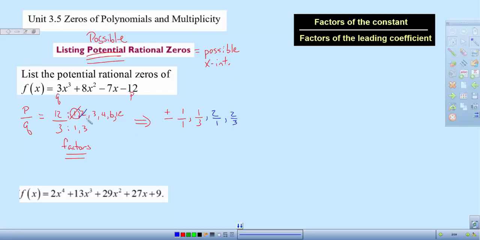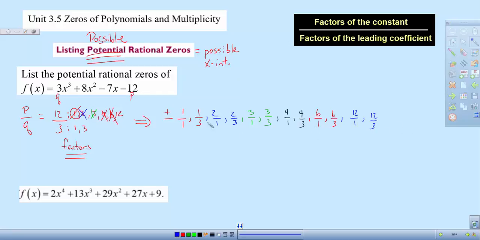So now I'm done with this P. So I go on to the next P, which is 3. So that'd be 3 over 1 and 3 over 3. Cross him off. I'm done with him. Keep on going. So that'd be 4 over 1 and 4 over 3. Go back to red. I'm done with the 4. That would be 6 over 1 and 6 over 3. Cross him off. Go to the last one, which would be 12 over 1 and 12 over 3.